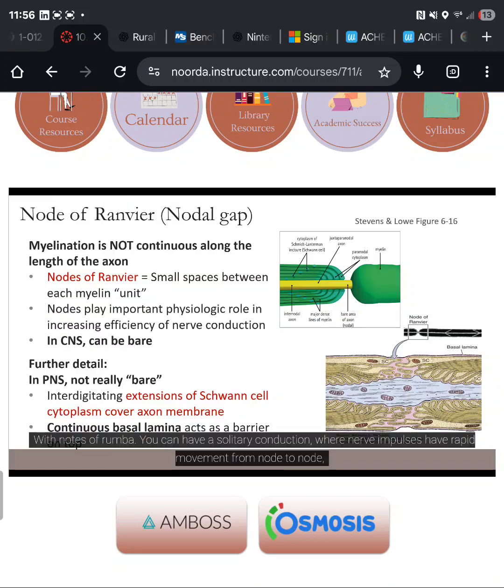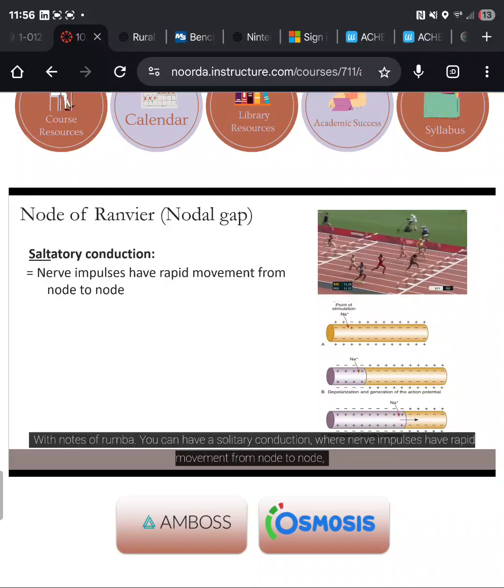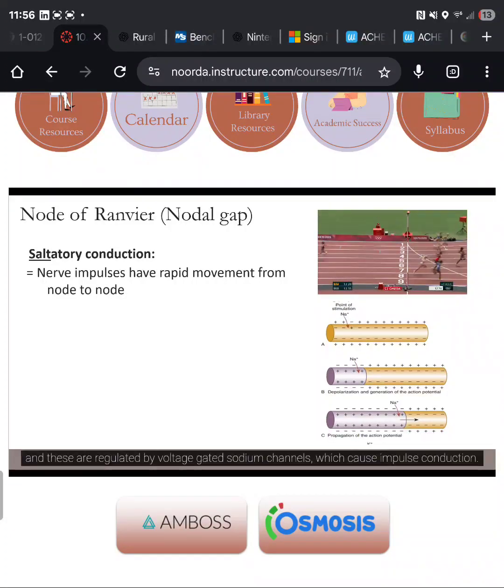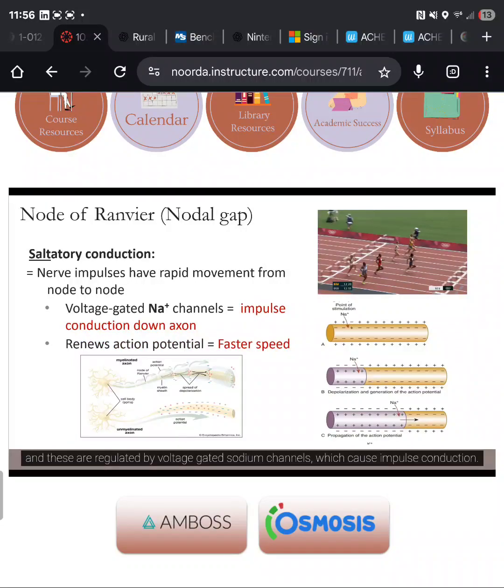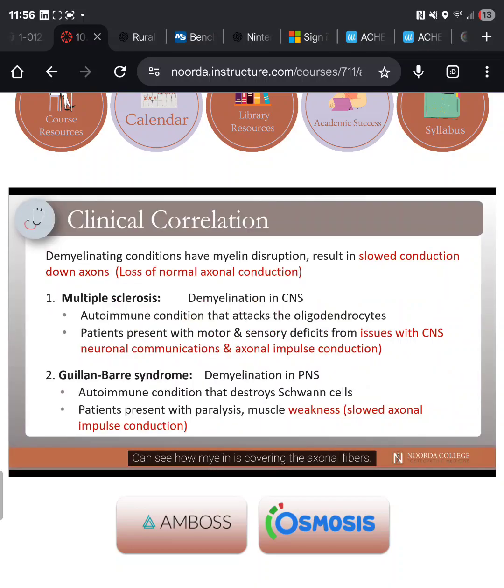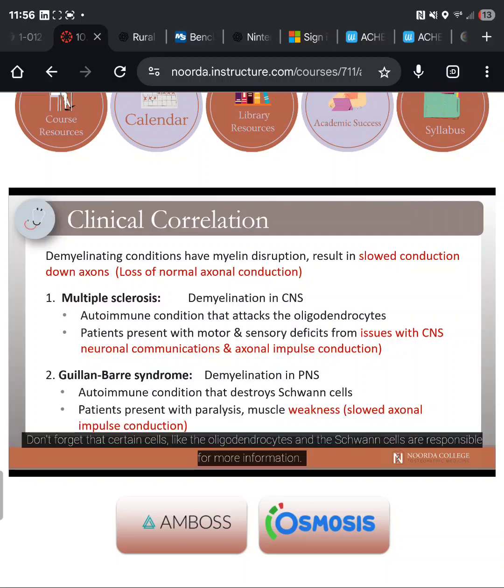With nodes of Ranvier, you can have saltatory conduction, where nerve impulses move rapidly from node to node. These are regulated by voltage-gated sodium channels, which cause impulse conduction. There is a renewal of the action potential, which gives rise to faster conduction. You can see how myelin is covering the axonal fibers. Don't forget that cells like the oligodendrocytes and the Schwann cells are responsible for myelin formation.